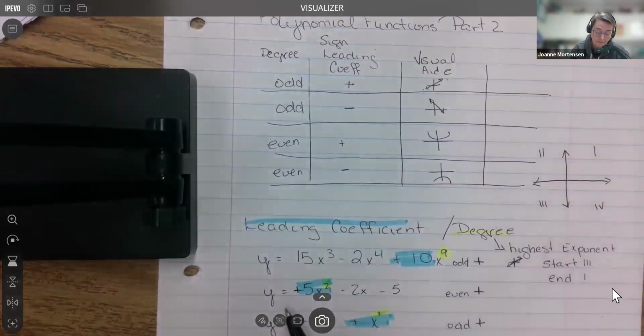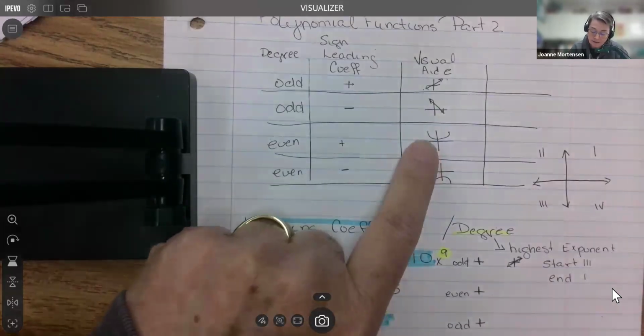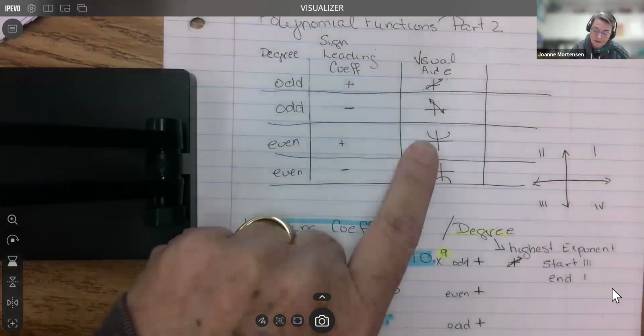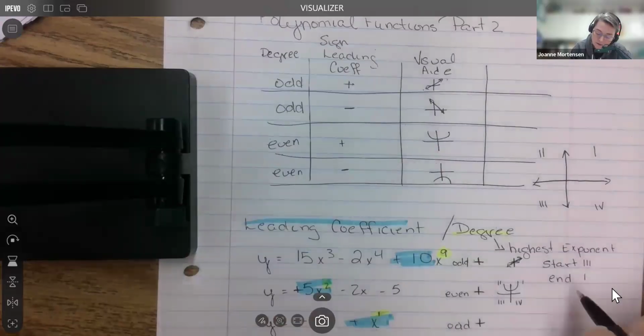All right, let's try it again. So this is even positive. So I go up here and I go even positive. So that's what I'm looking for. I'm just going to redraw it because it makes me happy. 1, 2, 3, 4. I started in two, and in one.